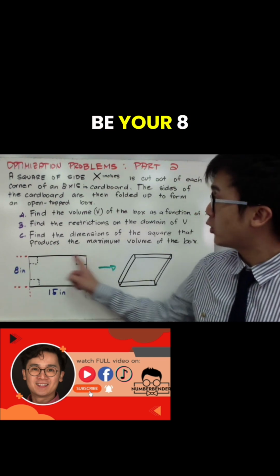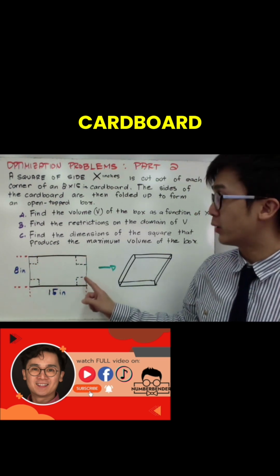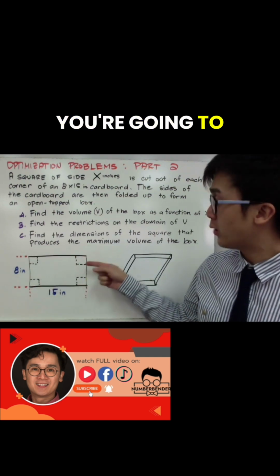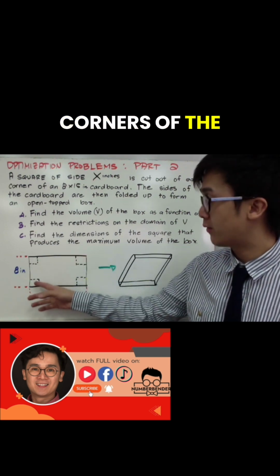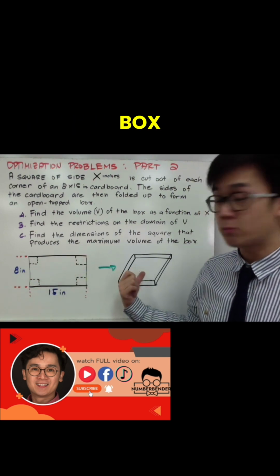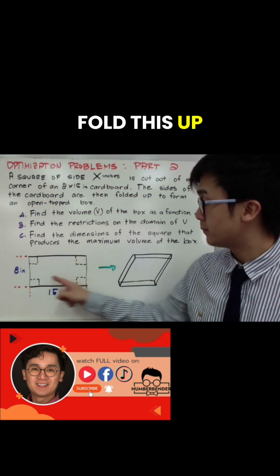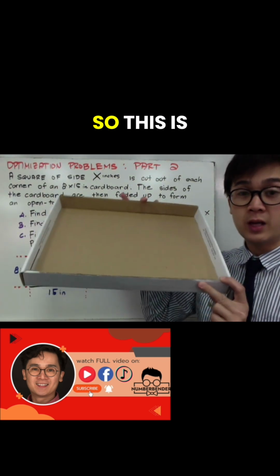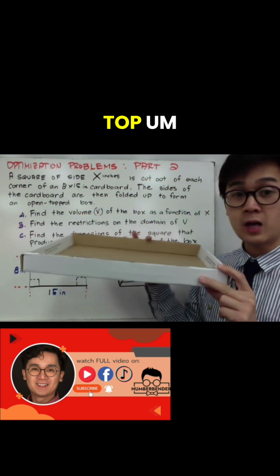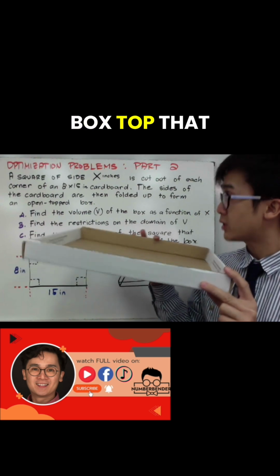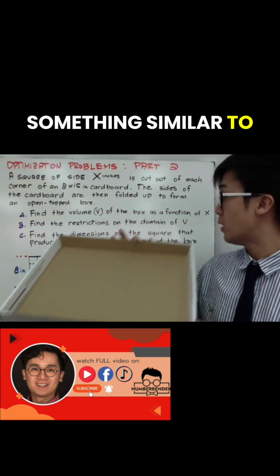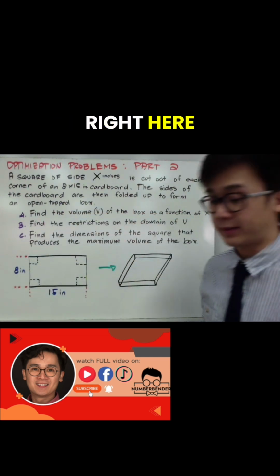Now this will be your 8 by 15-inch cardboard. And what you need to do is, from this flat cardboard, cut out the corners of the cardboard to create an open top box. So if you fold this up, you'll be able to construct an open top box similar to this one. So this is the box top that we're going to be working on today. It looks something similar to this one, which is drawn right here.